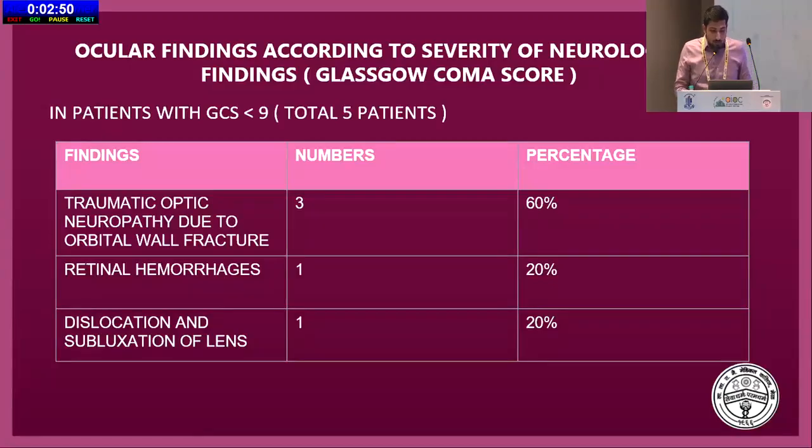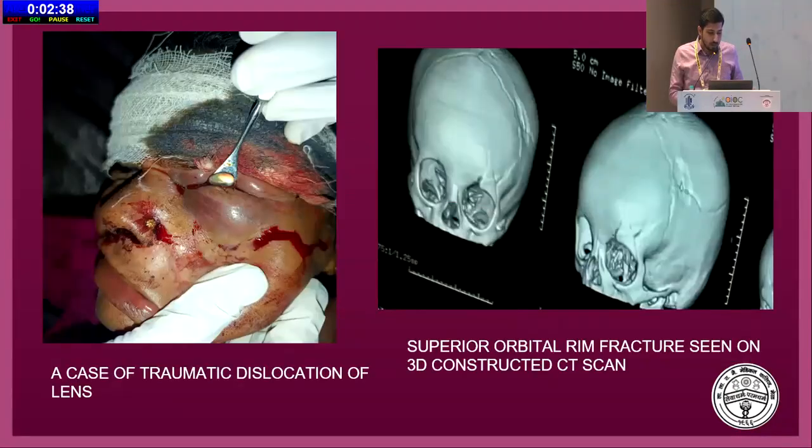In those patients with a GCS of less than 9, traumatic optic neuropathy due to orbital wall fracture was the major associated ocular manifestation in 60% of cases, followed by retinal hemorrhages and dislocated or subluxated lens. This was a case of traumatic dislocation of lens in a lady due to a car accident. Another image shows a superior orbital rim fracture seen on 3D reconstructed CT scan causing an impingement on the optic nerve.